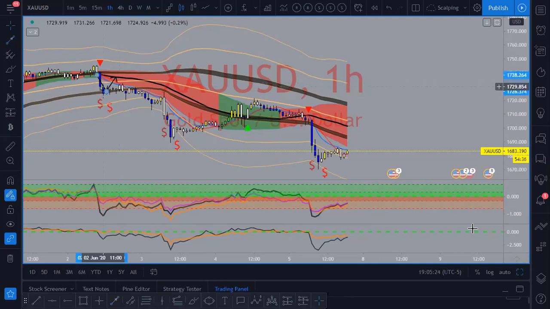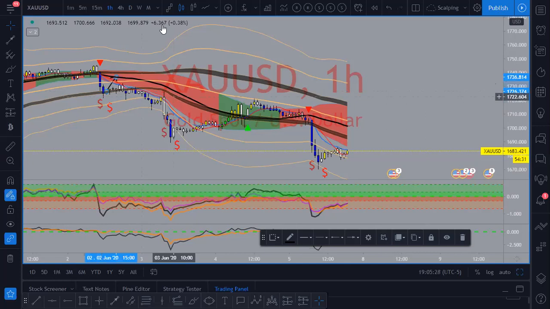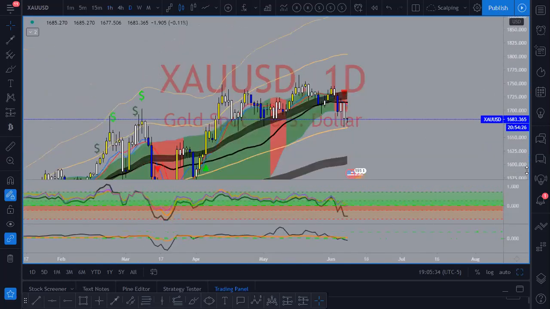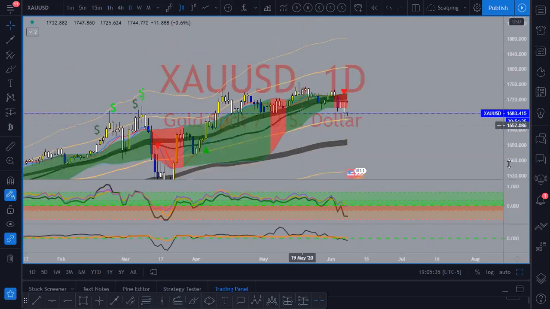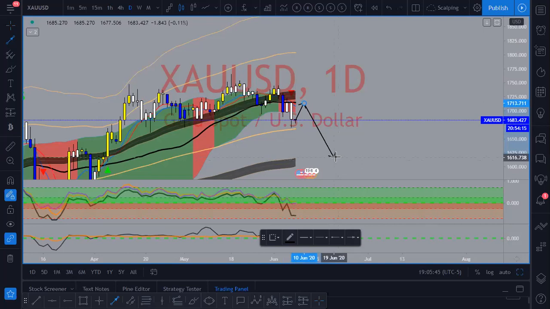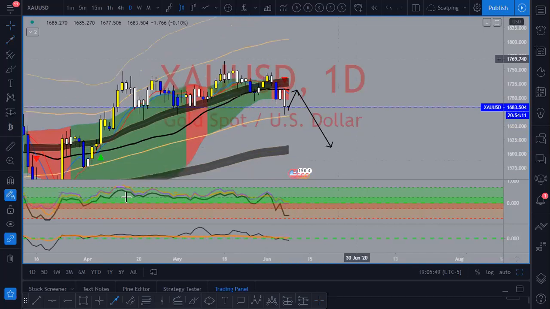1683, huh? All right, so let me go on to the daily time frame. For gold, we have that sell. What do I want to see though? A retest, just like I was talking about. I want to see gold retest back up to 713. That might piss people off, but that's what I want to see. And then I'll sell. I might get in this trade.